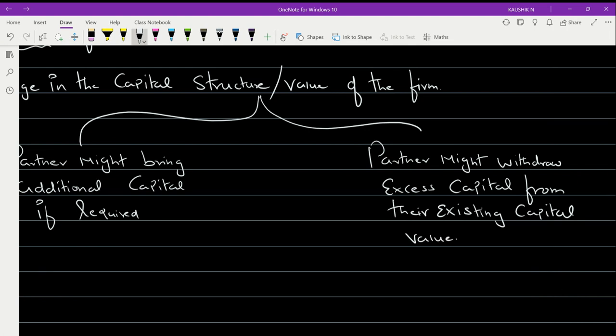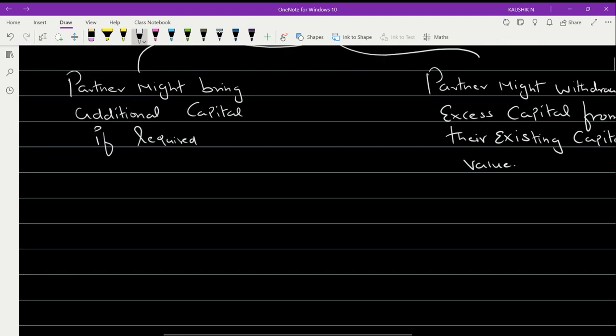Now we are saying capital might be brought in or capital might be taken off. We should know on what basis we decide whether he has to bring in or he has to take off. For determining that we have two methods. To ensure whether he has to bring in additional capital or take out the excess capital, we have two methods in this.